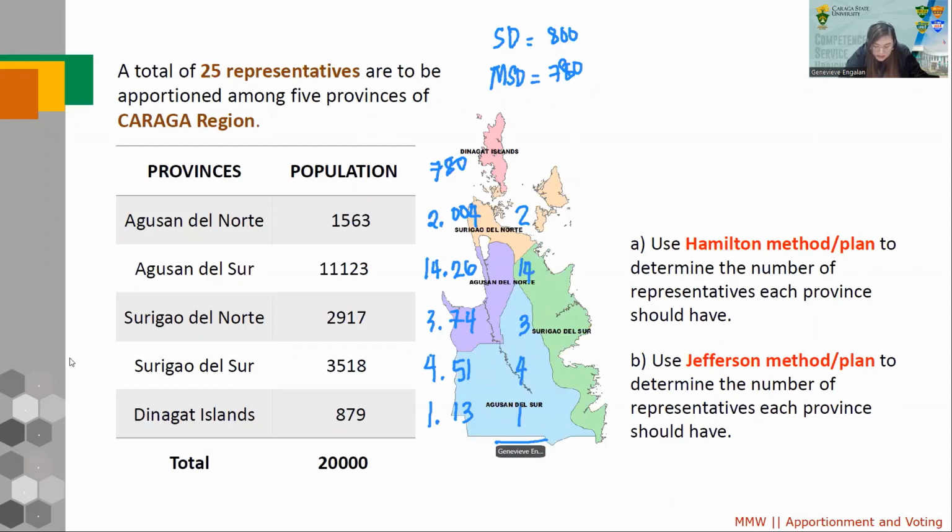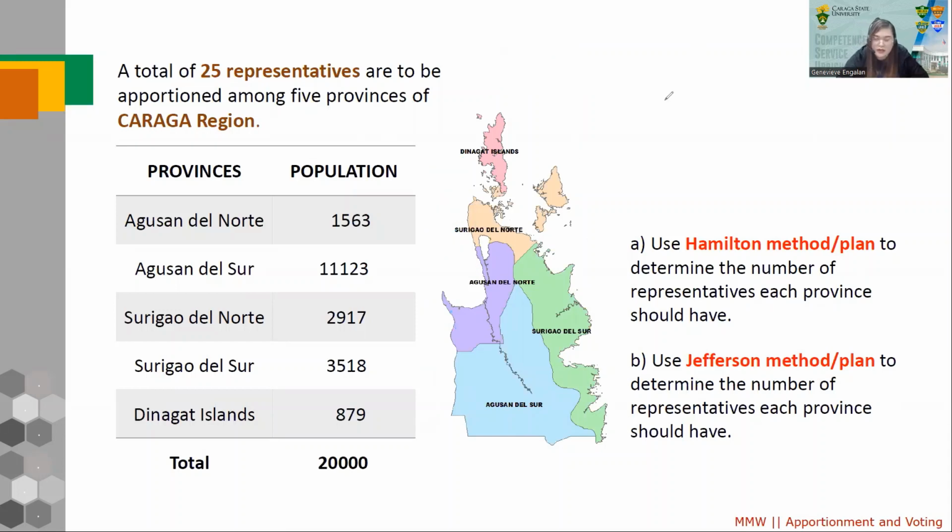So ang total niya is pila to 24. So, kulangan pa ta sa gihapon. So, ato pag nagam yan? 770. Okay, try na to 760. Try na to 760. Okay. 2.06. So, non.